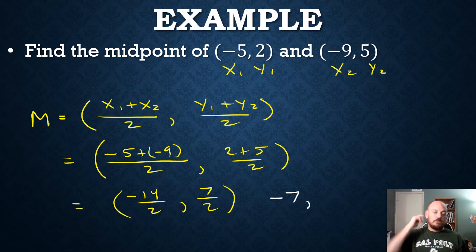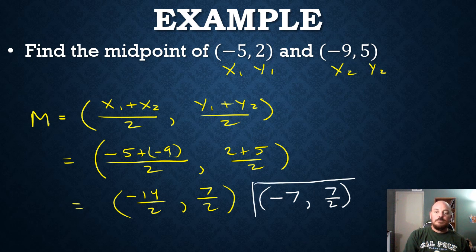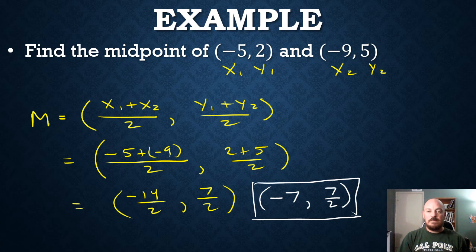You just get a whole number. The second one you don't. 7 divided by 2 would be a decimal. I'm not going to put it as a decimal though. I'm going to leave it as a fraction, 7 over 2. Although if you wrote it 3.5, that wouldn't be the wrong answer. It's just unnecessary extra work. If you get one of these that comes out as a fraction, we'll probably just leave it. So the midpoint of negative 5, 2 and negative 9, 5 is negative 7, 7 over 2.